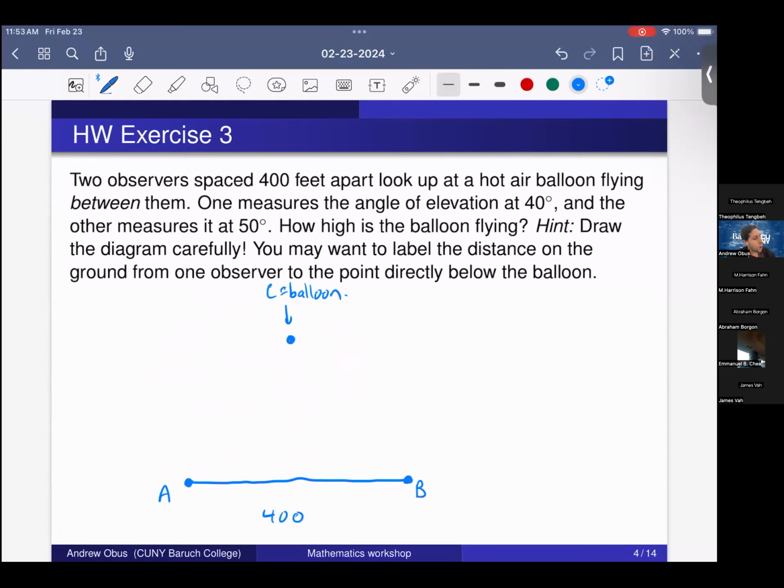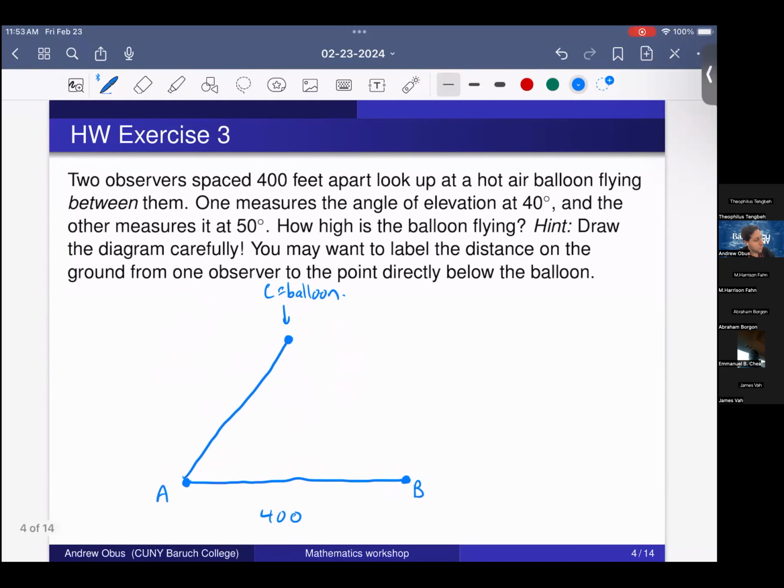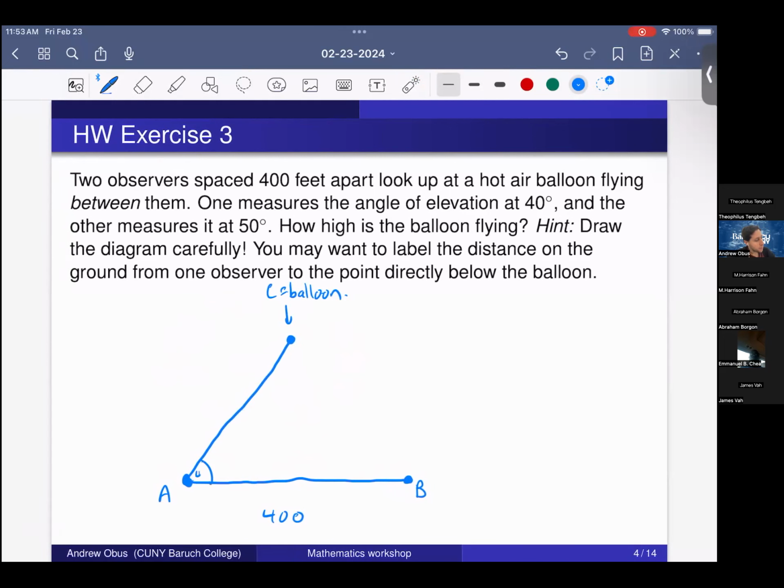Okay. And so 1 measures the angle of elevation at 40 degrees. So I can draw this line over here. We could call that A is going to be 40 degrees. And the other measures the angle of elevation at 50 degrees. That's B over there. We could call this 50 degrees.